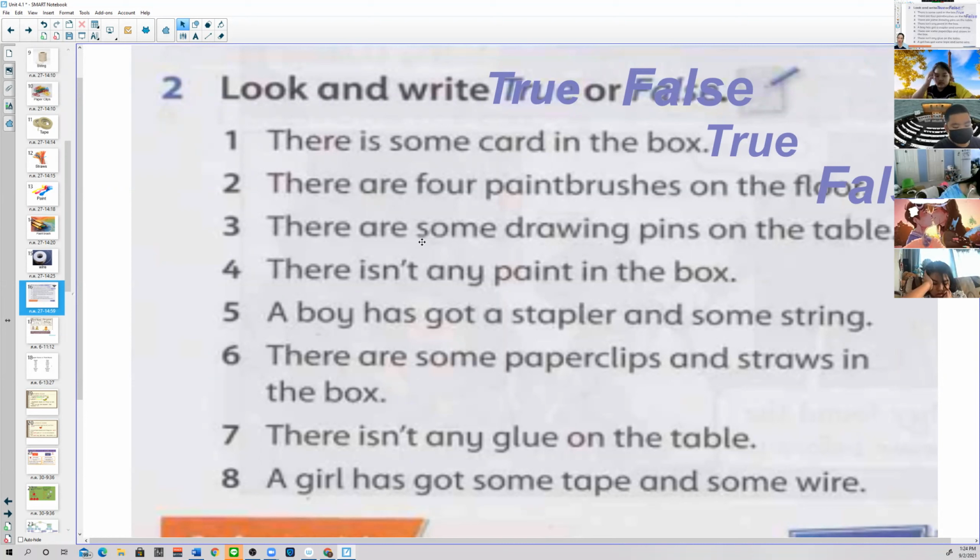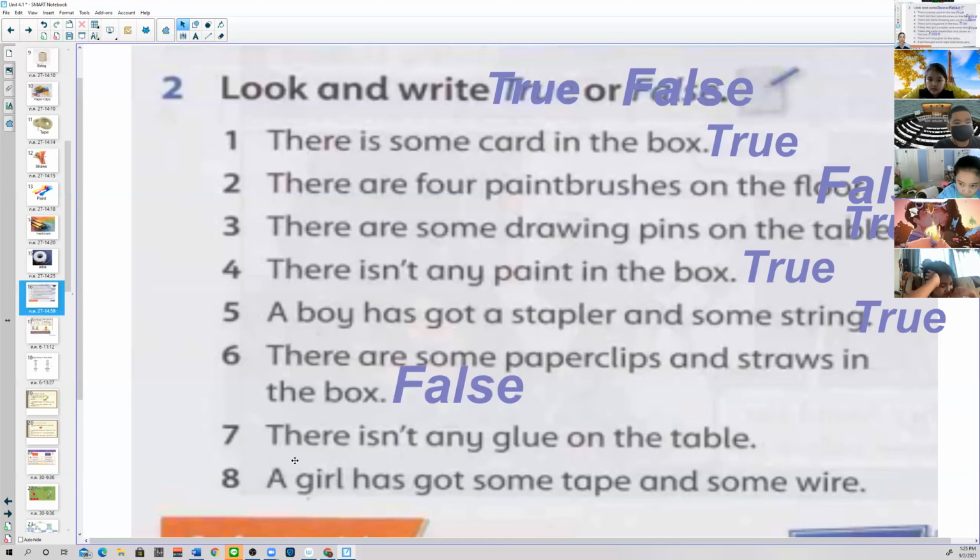Number 3, there are some drawing pins on the table. True. Number 4, there isn't any paint in the box. True. Number 5, a boy has got a stapler and some string. True. Number 6, there are some paper clips and the straws in the box. True.